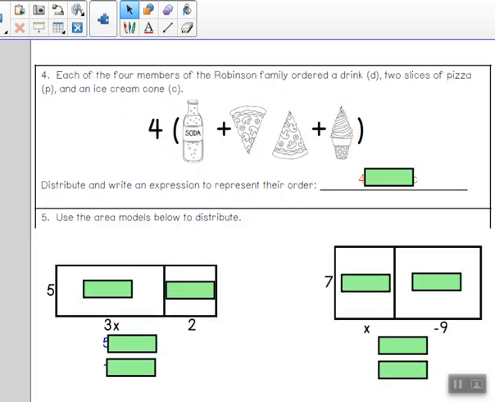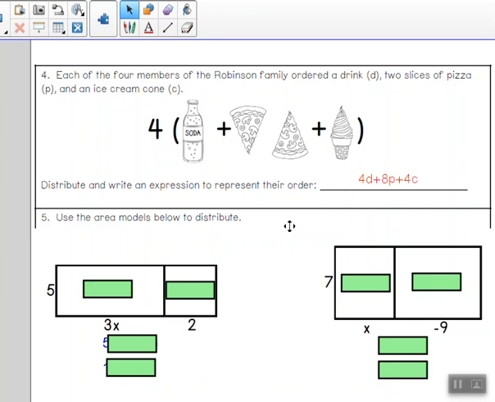Number 4. Each of the 4 members of the Robinson family ordered a drink, 2 slices of pizza, and an ice cream cone. Now you can see they're using variables here to represent drink, pizza, and ice cream cone. So if we were doing this right here, there were 4 people and they all got this. So distribute and write an expression to represent that order. We could say 4 drinks, 8 pieces of pizza, and 4 ice cream cones, because everybody got 1 of these, 2 of these, 1 of these, and there were 4 people. So we're just summarizing what's going on right there.